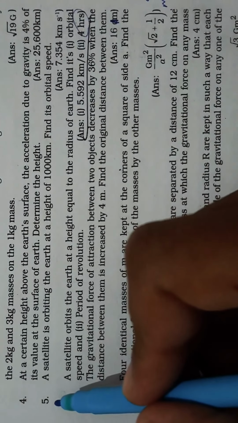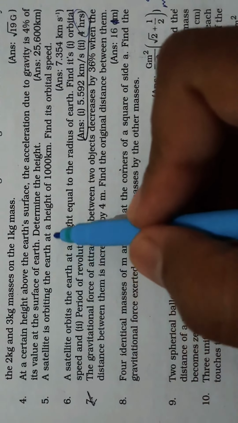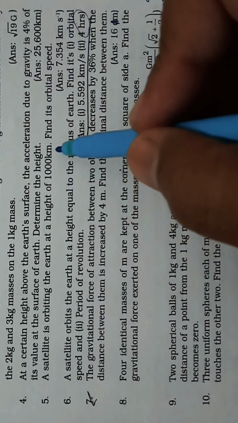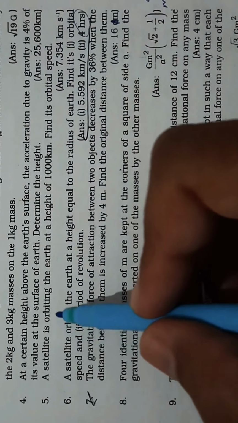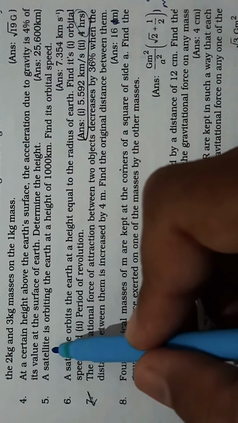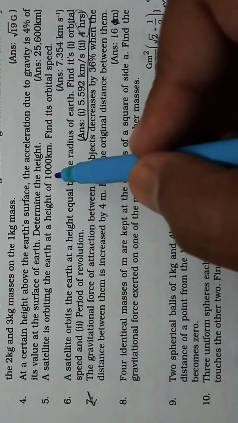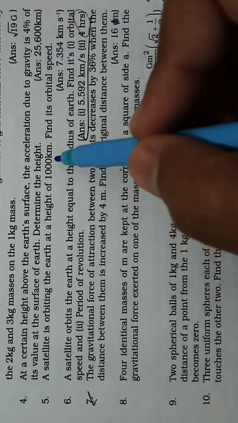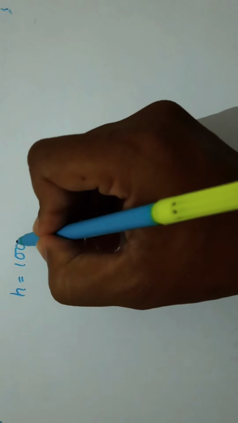See the fifth problem. A satellite is orbiting the Earth at a height of 1000 km. Find its orbital speed. Here, the height of the satellite from the Earth's surface is given. So here h is 1000 km. We have to find the orbital speed, that is v0. Here the height of the satellite is h = 1000 km.